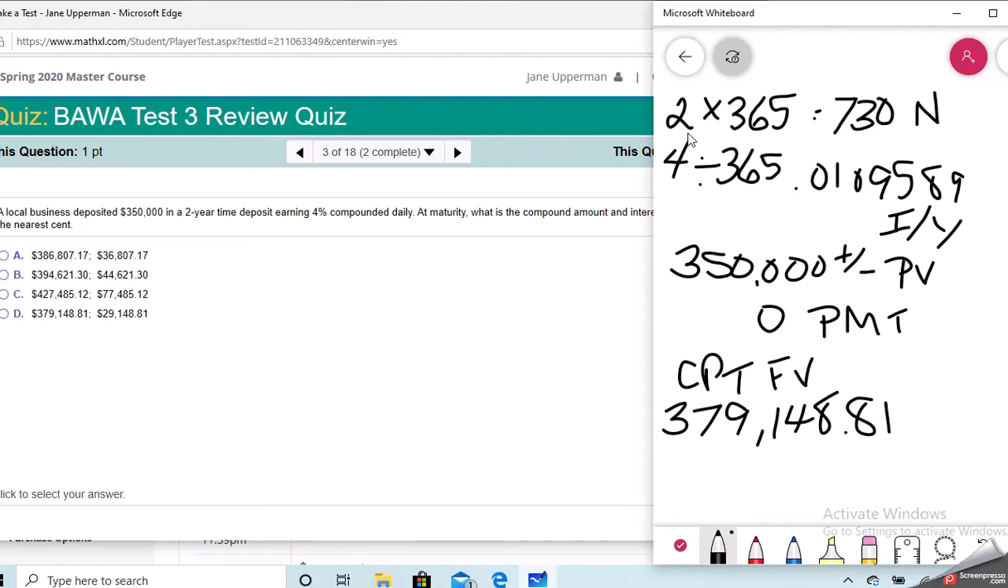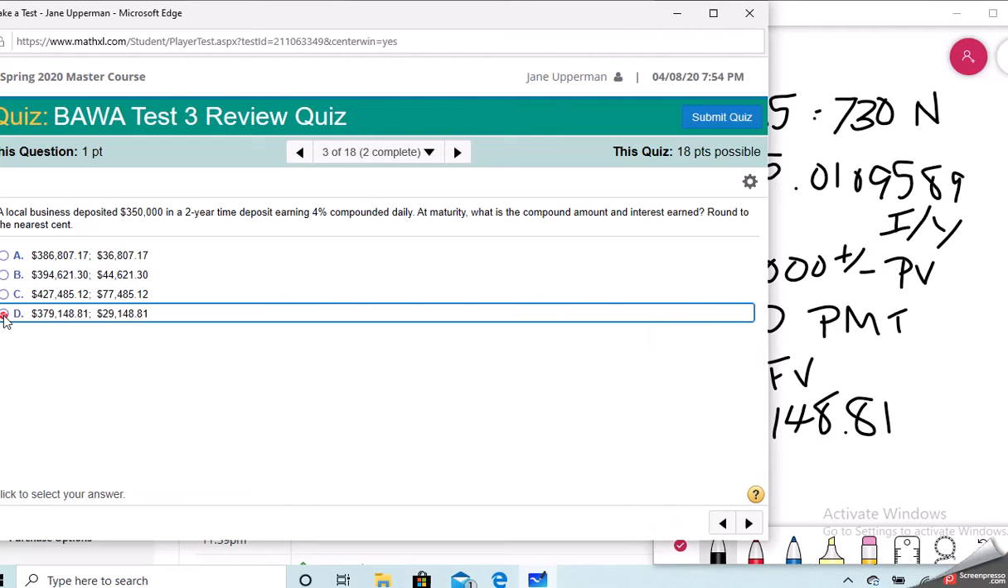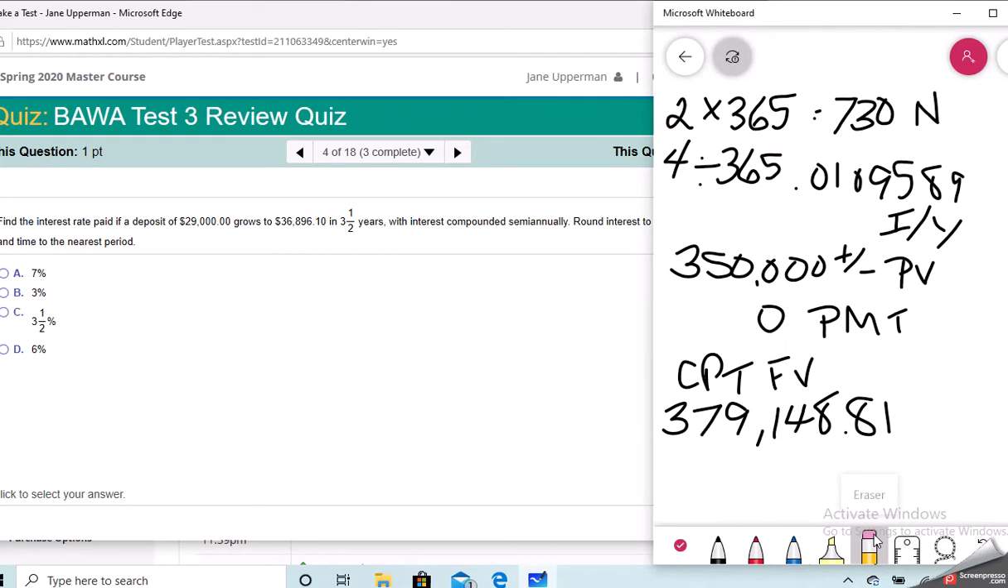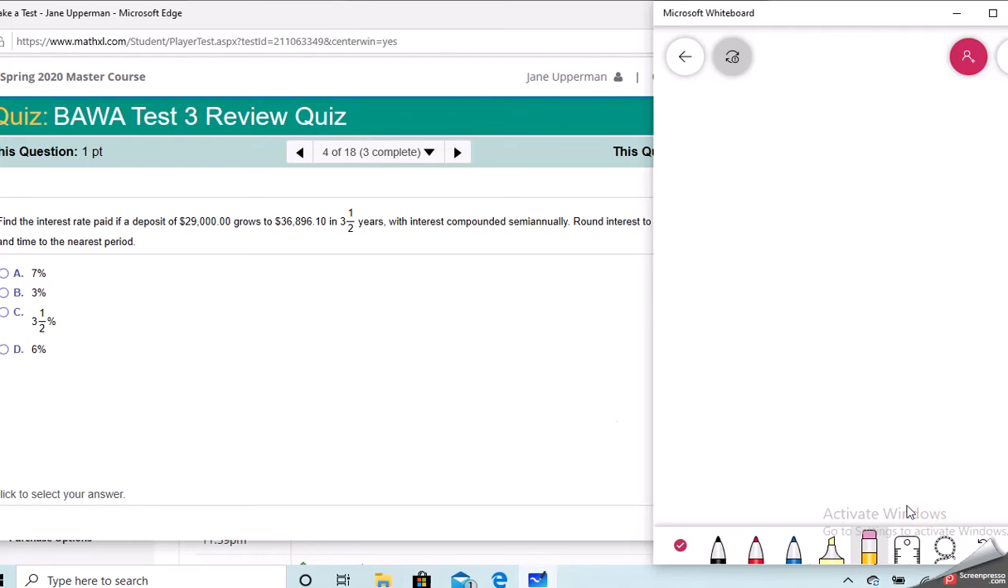Okay, so that's D. And then obviously the interest is going to be the difference. If you take the 379,148 and subtract the 350, that's where this $29,148.81 comes in. But that's really all we need to do because we know that's the right answer. Okay, so then we'll come back over here and we will clear the canvas again.